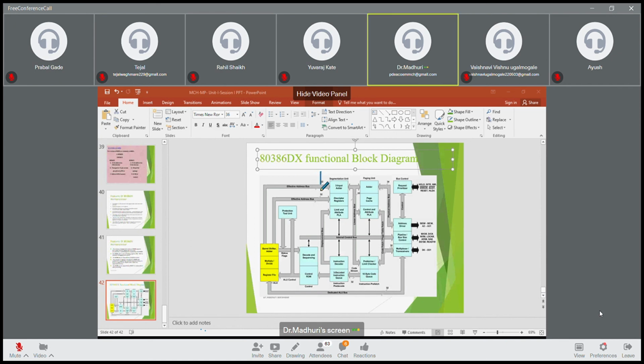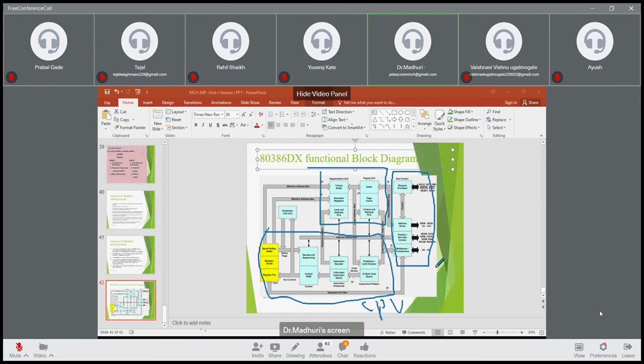Now see guys, this is my MMU, that is the memory management unit. This whole thing is my bus interface unit. And over here I have my central processing unit, this is my CPU. This is my bus interface unit, that is the BIU, and this is my MMU, that is the memory management unit.